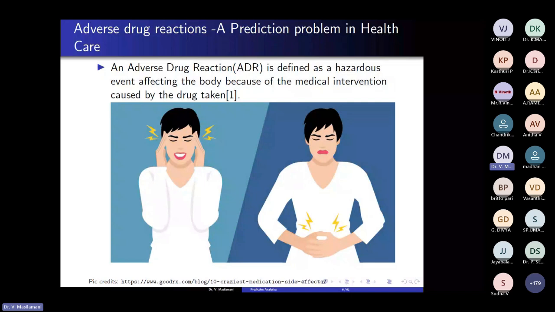But if it is tested to some extent using computers, then the time taken for testing the drug for side effects will be minimized. And this is what we are going to discuss today.